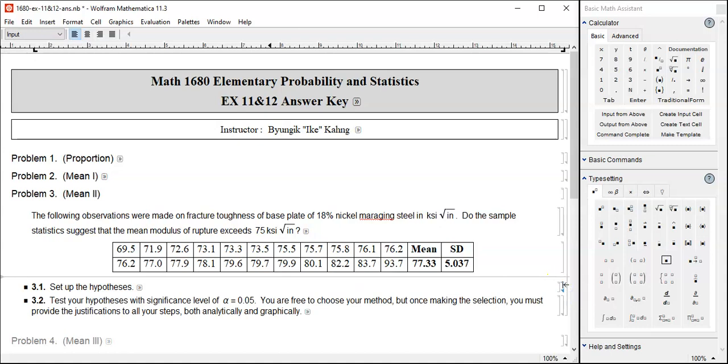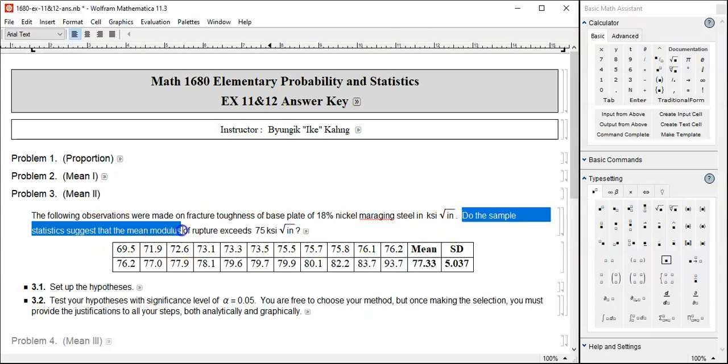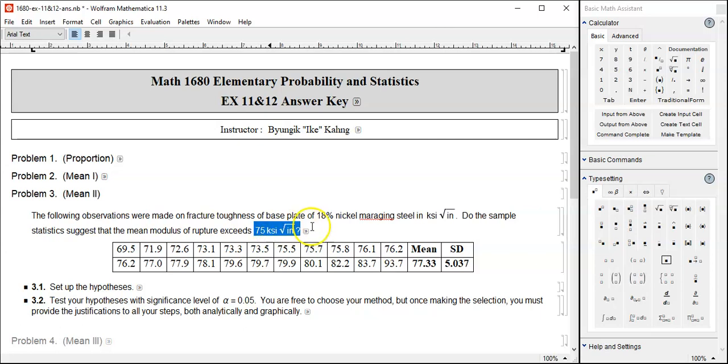All right. Now let's set up the hypothesis. We made this observation, and then the sample statistics, such as the mean modulus of round trip, exceeds 75. So that's something we have to test. It's all about 75, not this sample mean. This came from the sample, so it's not the null hypothesis. The null hypothesis did not have anything to do with the sample.